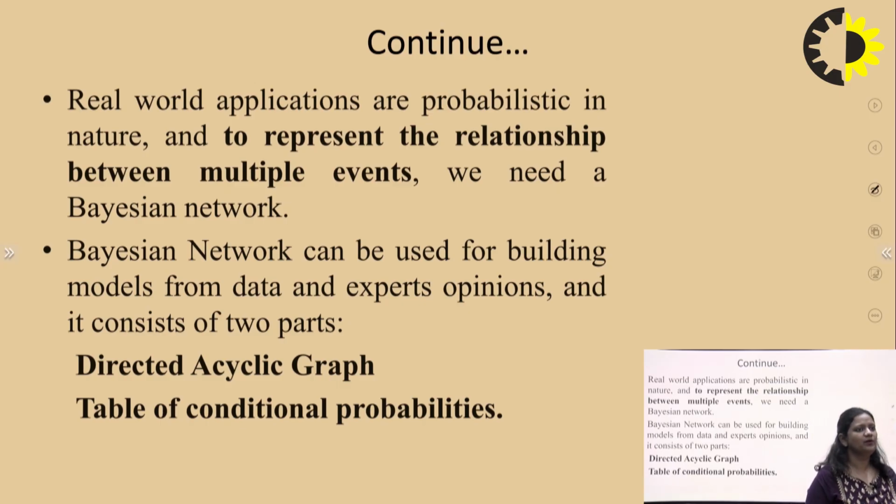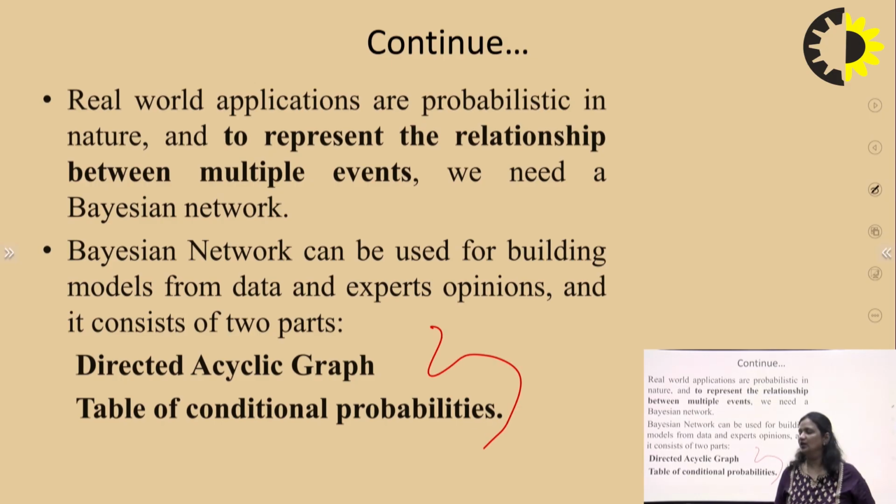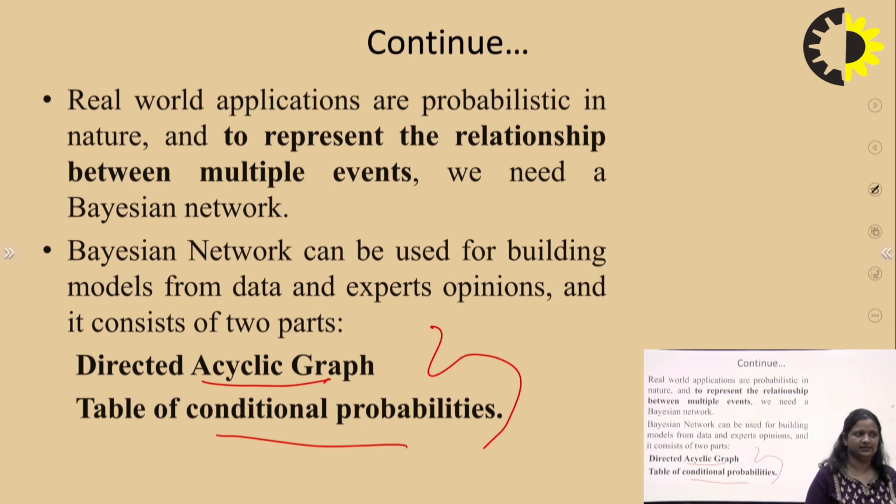Bayesian network can be used for building a model from data and expert opinion. Obviously, a Bayesian network is created using data analysis or expert opinion, and it consists of two parts. First one, a directed acyclic graph and a table of conditional probabilities. So in the Bayesian network, the directed acyclic graph could be given, and the table of conditional probabilities shows which variable is dependent upon which variable.